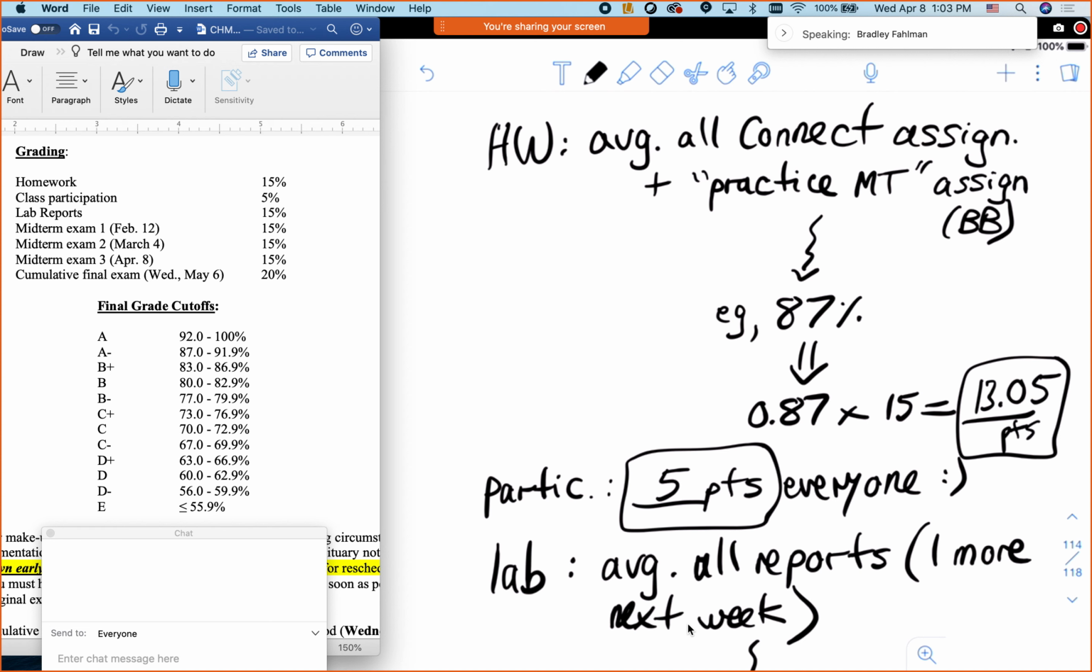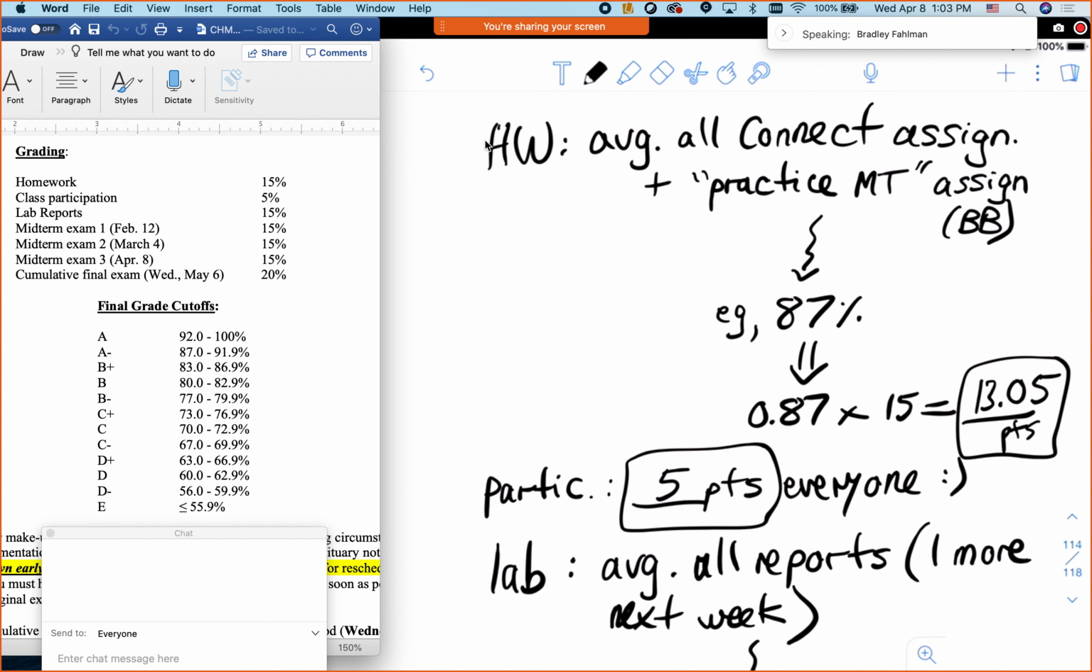Okay, so what I want to do first is just walk you through how to calculate your grade so far. I had a few emails about that. This is from the syllabus, this Word file on Blackboard, and it's got all the cutoffs for you.